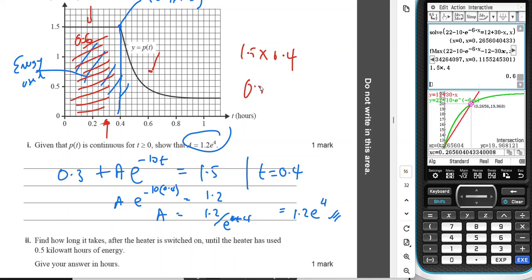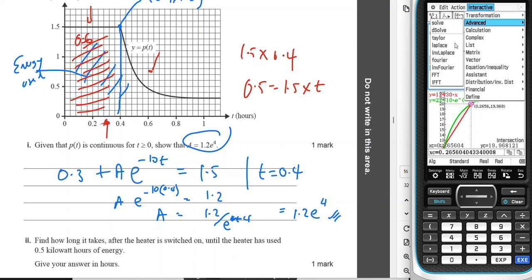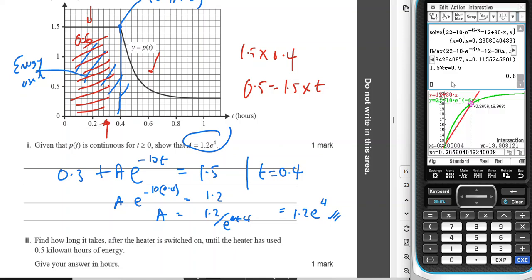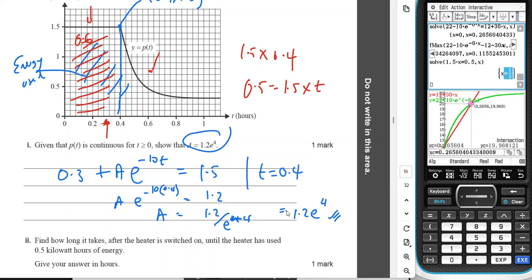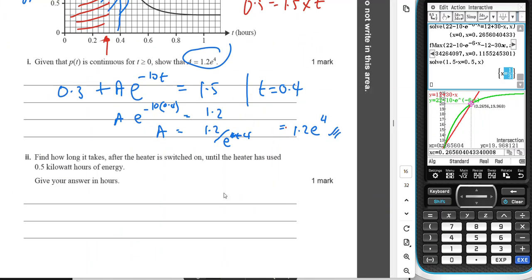So 0.5 equals 1.5 times the time. So if I make that an x and make it equal 0.5, solve for x, x equals 1/3, and that's 0.33333. So for 1 mark, I'm happy to say that t equals 1/3.